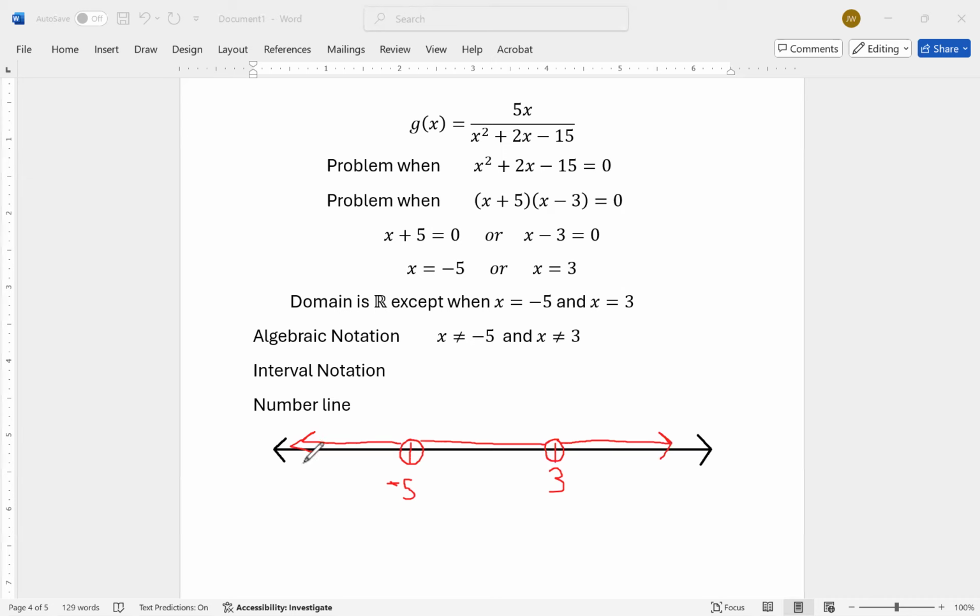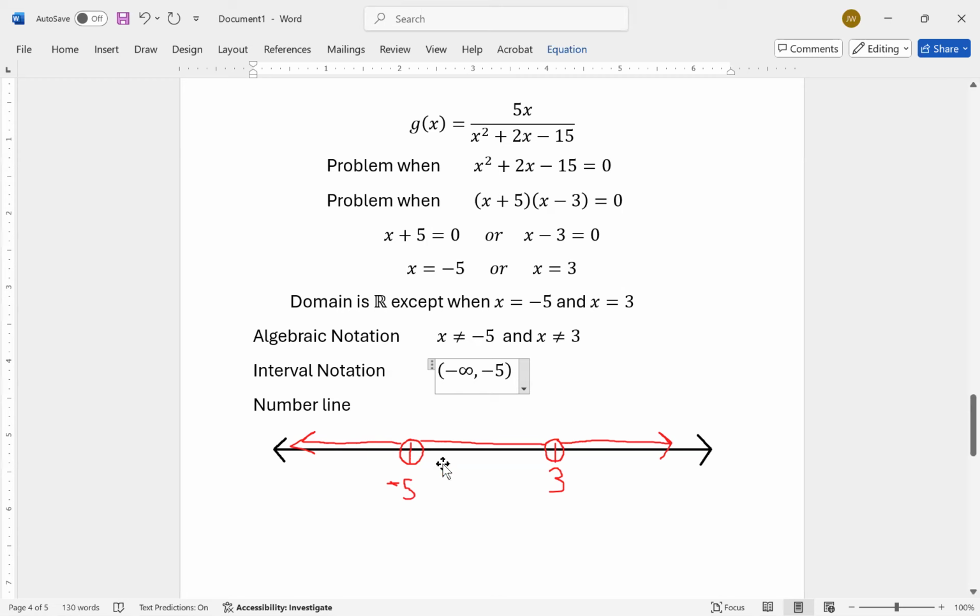Notice that this splits our number line into 3 different sections. And the interval notation is going to reflect that. So the interval notation would say anywhere from -infinity up to -5 will work. I cannot touch infinity because that's not a real number, and I cannot touch -5. So that section from -infinity to -5 will be there.